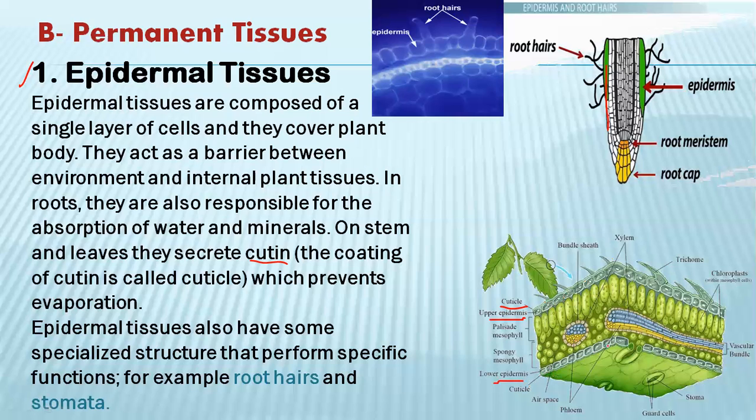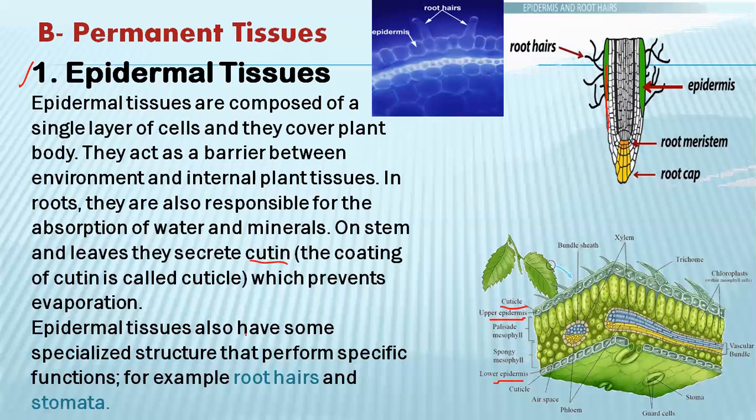A very thin layer is also present under the lower epidermis, and here stomata are present also in this lower epidermis. So this coating of cutin is called cuticle, which prevents evaporation. Evaporation reduces a lot while they have a cuticle, which is formed by cutin.